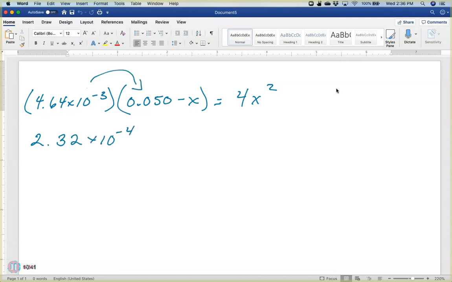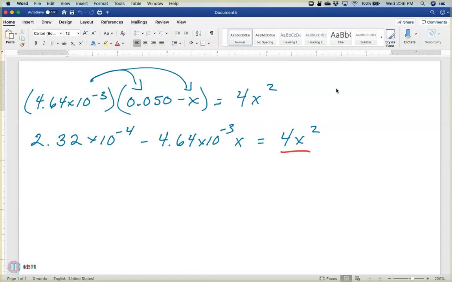That was from doing that multiplication. And then my second multiplication is the 4.64 times 10 to the negative third multiplied by negative x. So it becomes minus 4.64 times 10 to the negative third x. And all of that is equal to 4x squared.